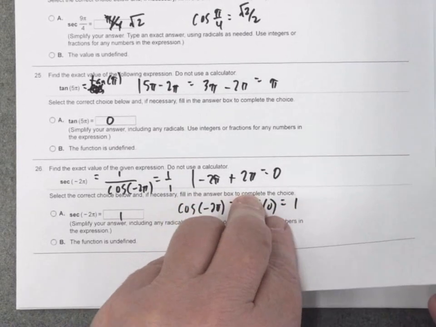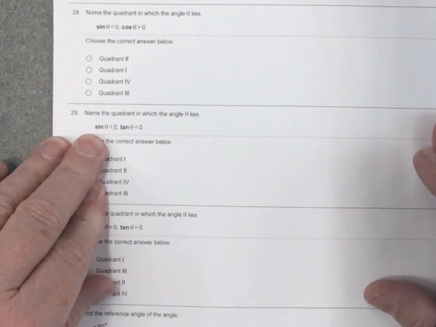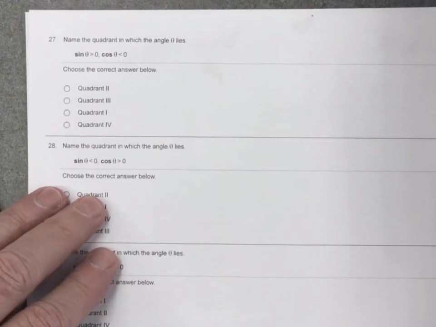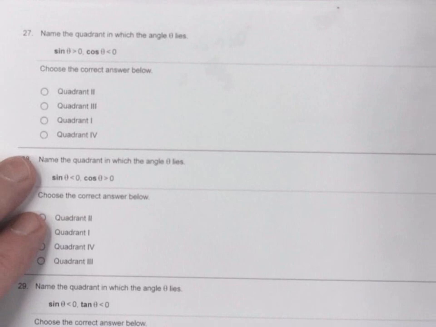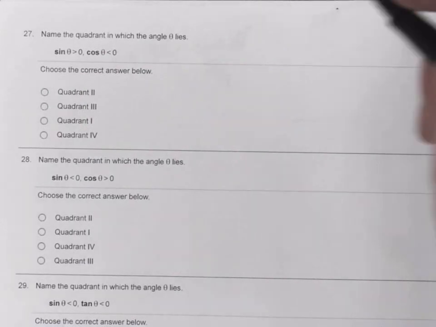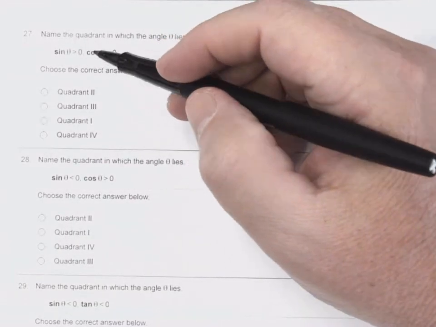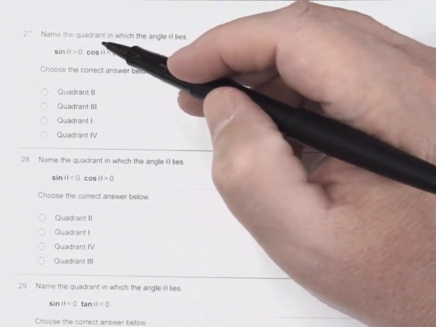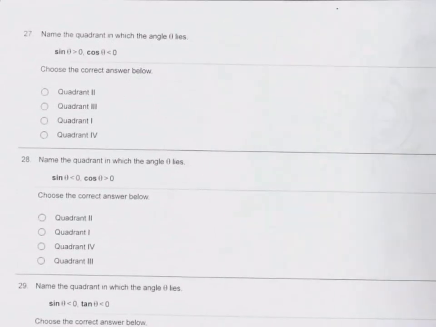All right. Hopefully you get the hang of those problems and they're not too bad. Let's go and do these next problems. They aren't too difficult. I think there's 4 of them. Maybe I'll even zoom in so we can make sure you can read it. So this problem says, name the quadrant in which the angle theta lies. So then it gives us 2 pieces of information about theta. It says the sine of theta is greater than 0 and the cosine of theta is less than 0.